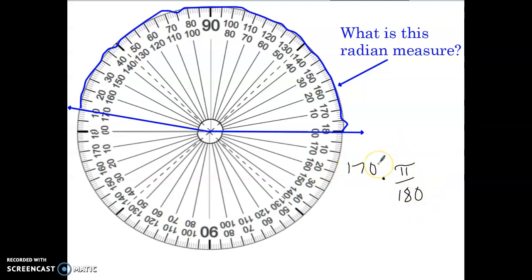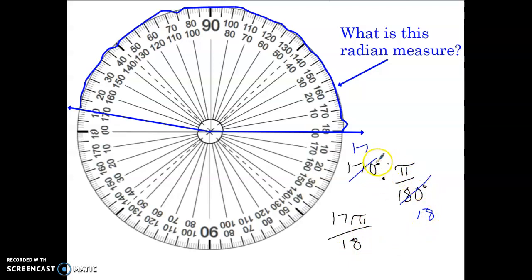So I have degrees right here, and I have degrees right here. So degrees over degrees, those cancel out, and what I'm left with is something that is unitless. Okay, so what will go into 170 and also 180? I can simplify that by dividing both of those by 10. 170 divided by 10 is 17. 180 divided by 10 is 18. And so my answer, 170 degrees, corresponds to 17 pi over 18 radians.